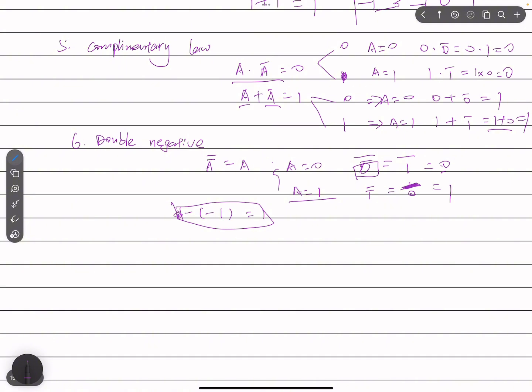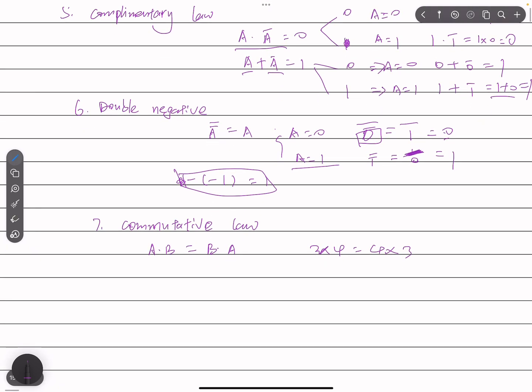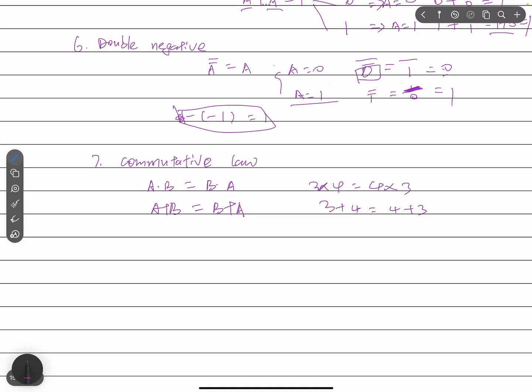And we have the commutative law, which is A times B equal B times A. It's like 3 times 4 equal 4 times 3. And A plus B equal B plus A. Same thing, 3 plus 4 equal 4 plus 3. It's kind of like math itself.